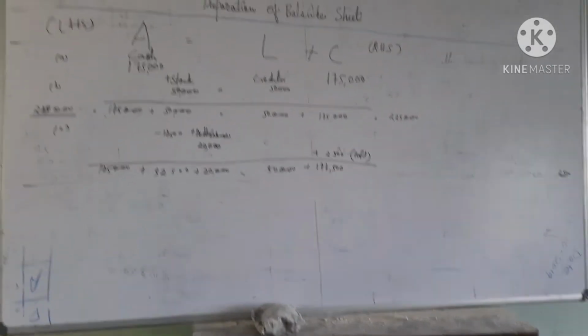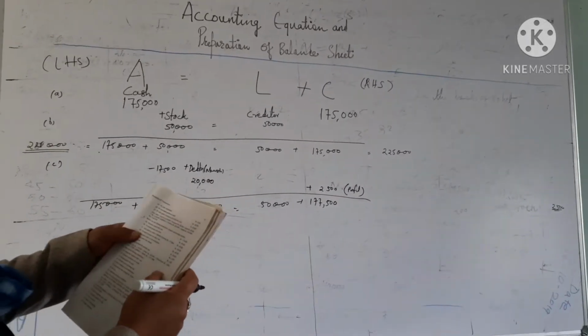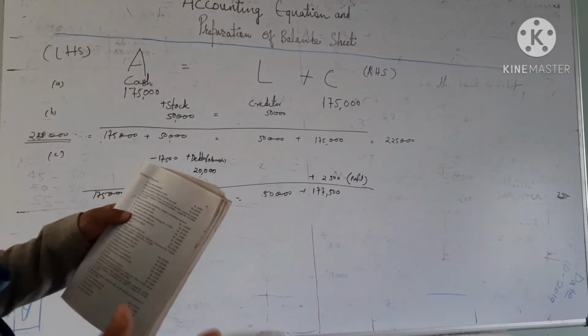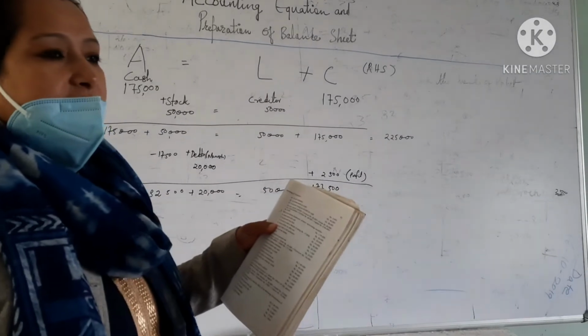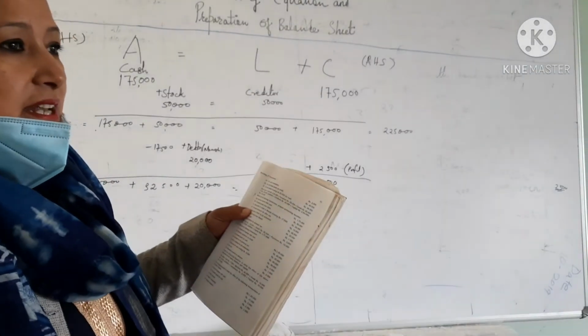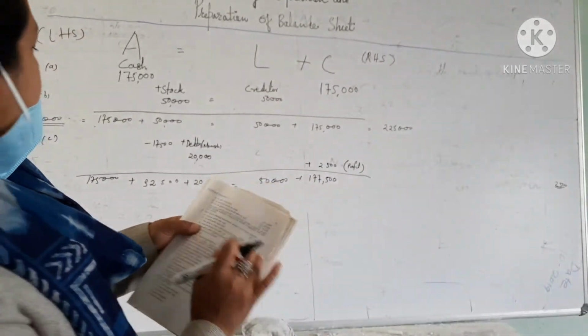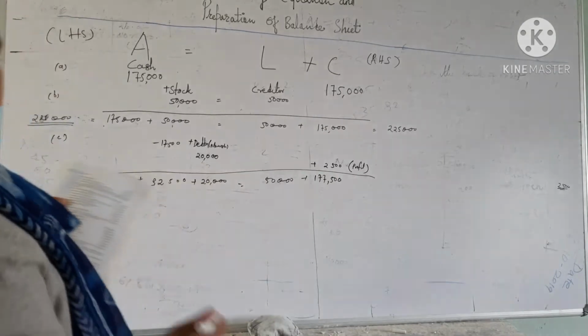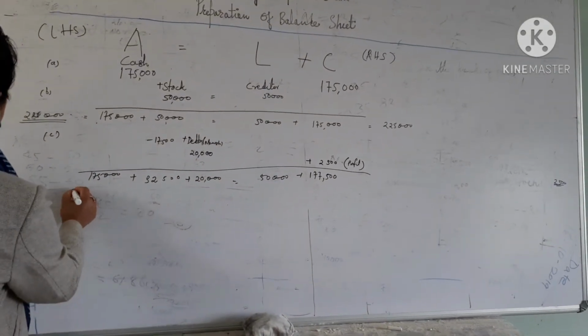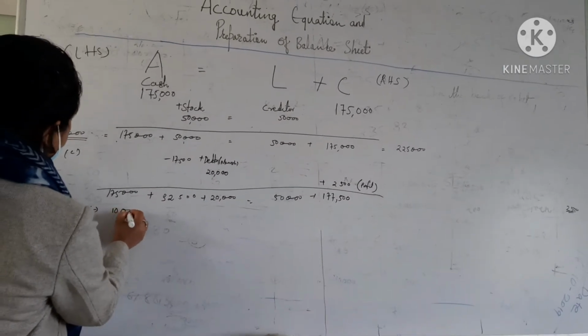Now number D says that purchase furniture for office use, isn't it? So purchase furniture, it is a cash transaction. Why is it a cash transaction? Because the name of the giver is not given, isn't it? Name of the seller is not given. That means it is a cash transaction. When it is purchased, cash will decrease. How much is it decreased? 10,000. Yes, 10,000 is decreased.